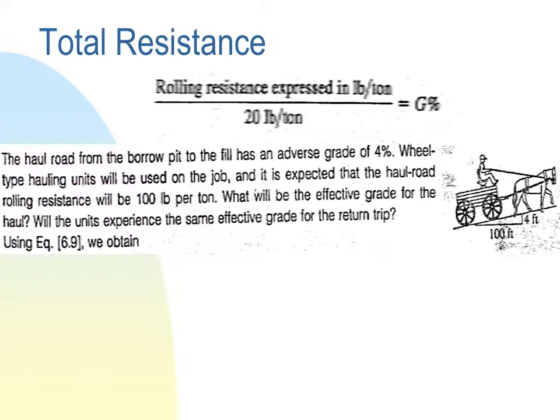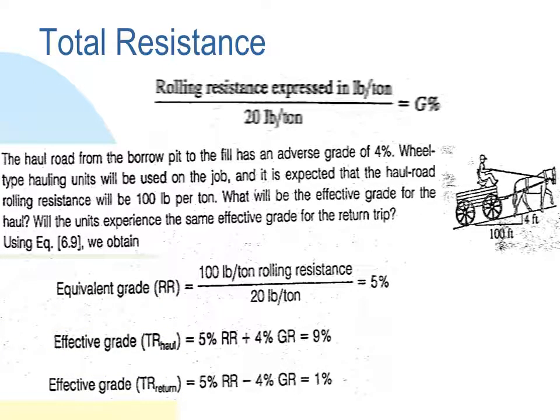So if we take a very nice example here, this is a cart dragged by a horse uphill. The rolling resistance is 100 pounds per ton and the adverse grade is 4%. So let's discuss the situation uphill and downhill. So the equivalent grade is actually 100 pounds per ton rolling resistance divided by 20 pounds per ton. So this is 5%.